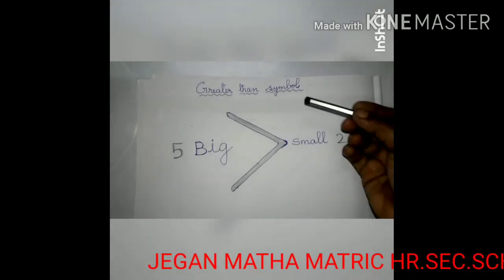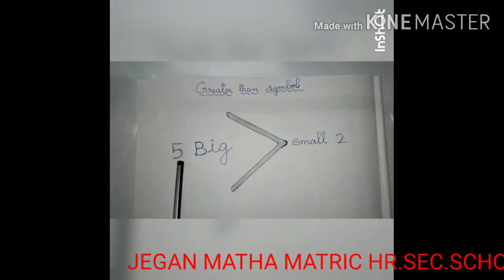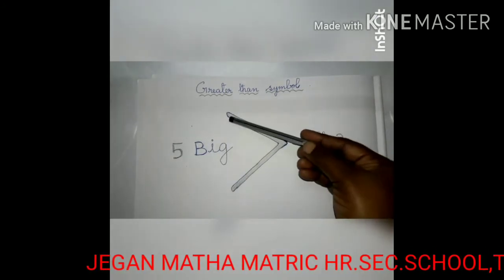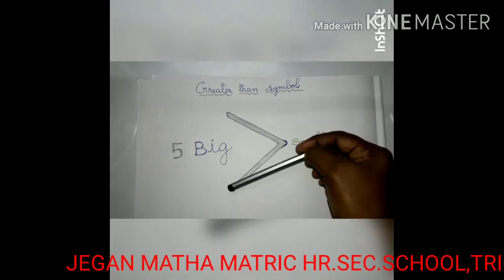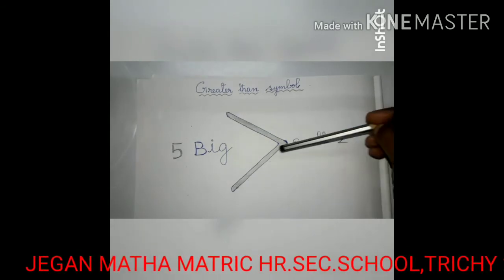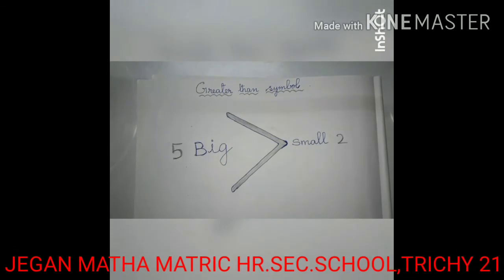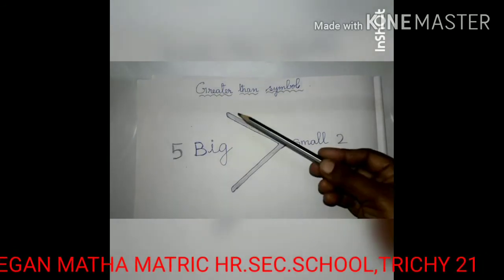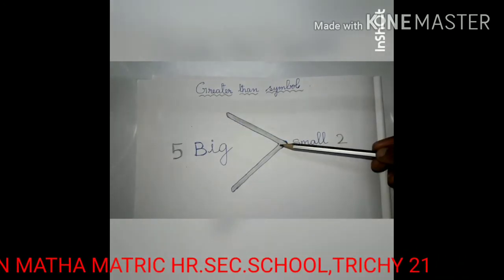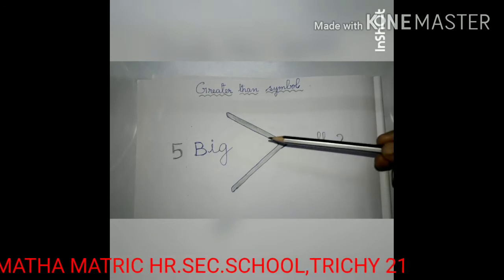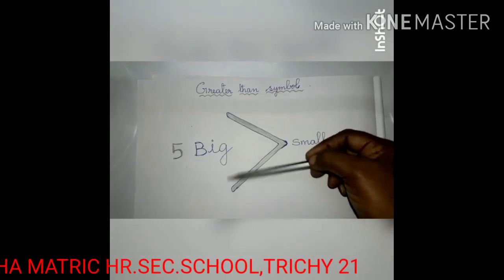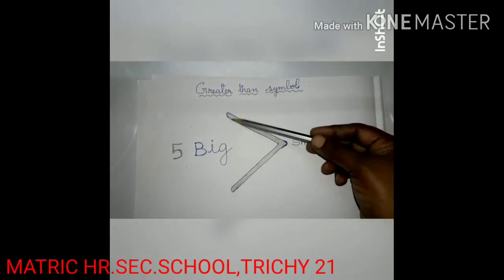Look at this, children. Greater than symbol. See the sign given here. See the mouth of a beak of a bird. See, its wide gap is given here. This side is small, no? Yes, kids. Look at the sign. It looks like a beak of a bird, no? See, the wide gap is given here.